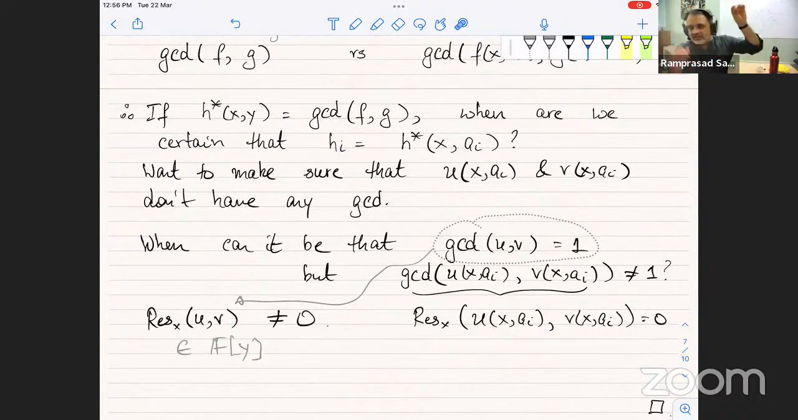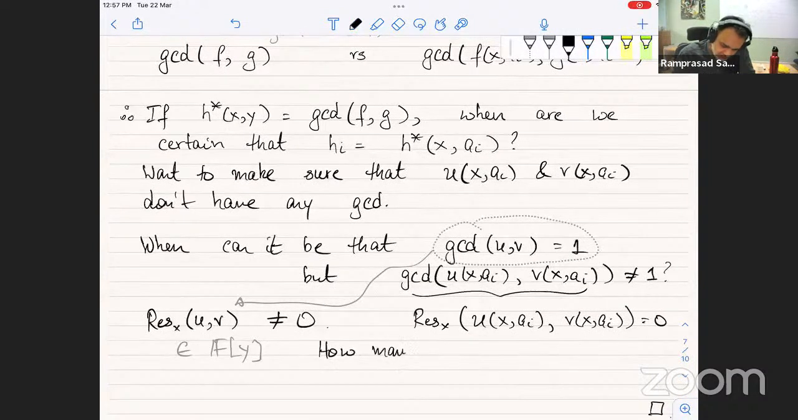Because literally every entry in the matrix is going to have, instead of whatever g naught, g naught of ai, etc. So what is happening is that this as a polynomial used to be non-zero, but when I substituted ai, the polynomial became 0. Okay, so now it tells you exactly what the bad AIs are. The bad AIs are those that happen to kill the non-zero polynomial, which was the original resultant.